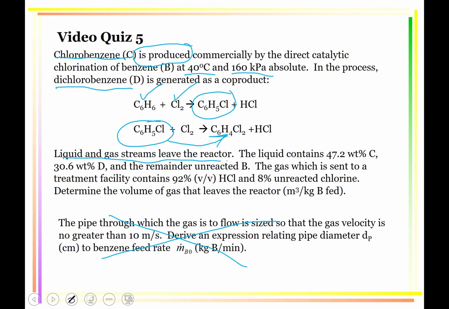So we have liquid and gas streams leaving the reactor. The liquid contains chlorobenzene and dichlorobenzene, as well as unreacted B. The gas, which is sent to a treatment facility, contains 92% by weight HCl, which is a product of the reaction, and 8% unreacted chlorine, Cl2. So you now have enough information to do the balance on this process to determine the volume of gas that leaves the reactor. So it looks to me like you have to choose a basis for this.